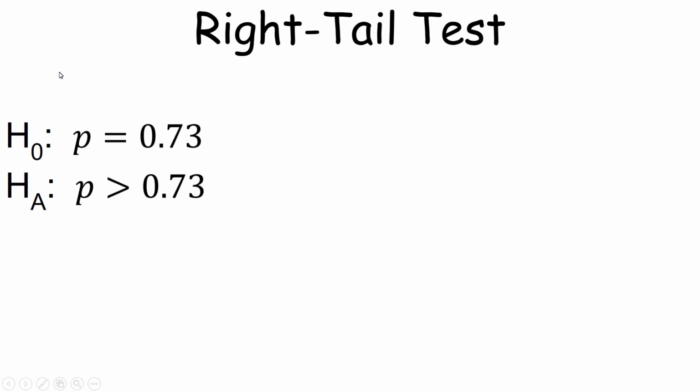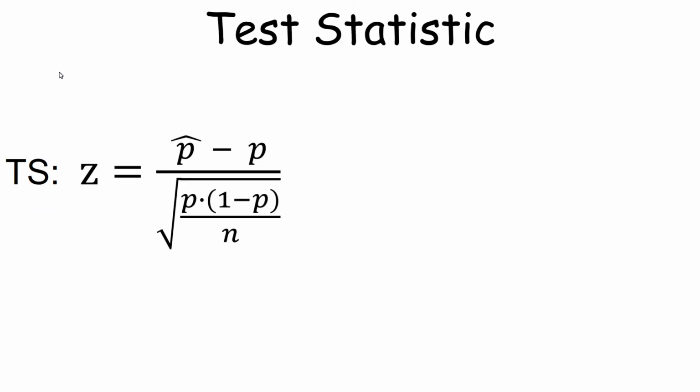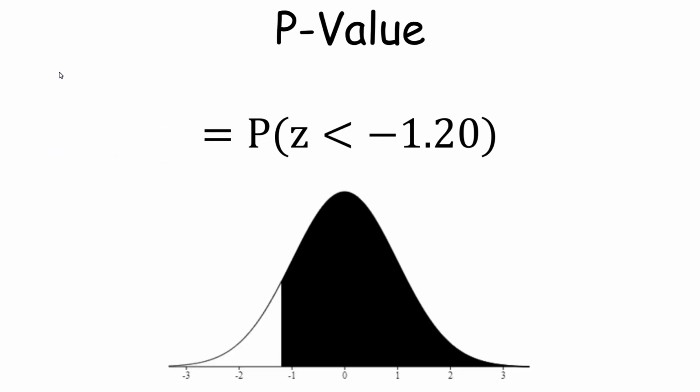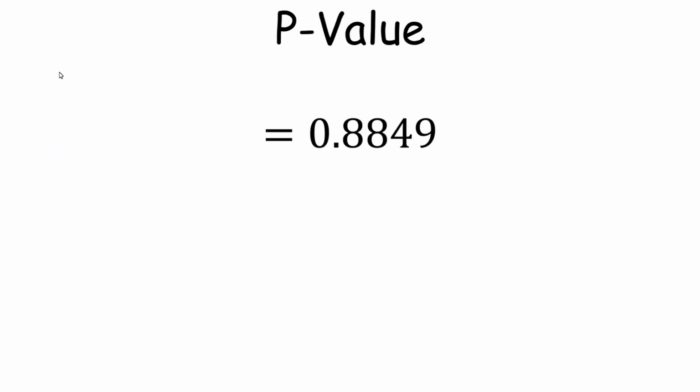With the right-tailed test here, we still have the same null hypothesis as before, but we're just trying to demonstrate that the true proportion is more than 73%. Everything's the same here, except when we get to the p-value, we get something that's totally absurd. We get this huge p-value. Now remember, we only reject the null hypothesis if our p-value is less than alpha.